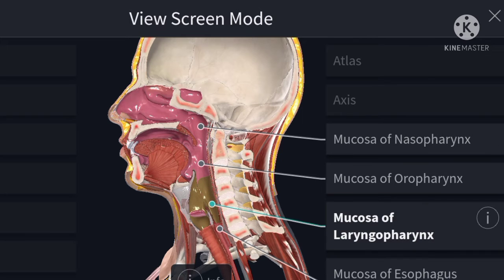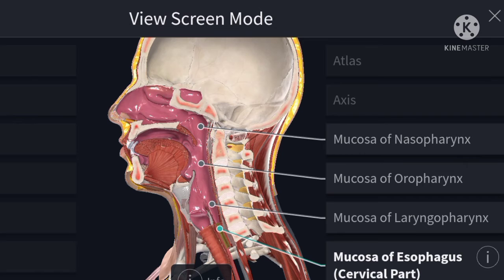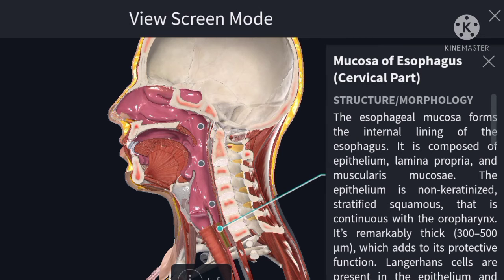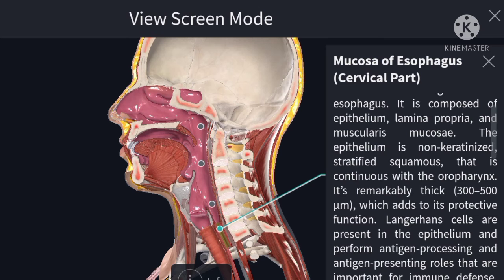Now we will see the mucosa of the esophagus in the cervical part. The esophageal mucosa forms the internal lining of the esophagus. It is composed of the epithelium, lamina propria, and the muscularis mucosa. The epithelium is non-keratinized stratified squamous, as you already know, and it is continuous with the oropharynx, and it is thick, about 300 to 500 micrometers, which aids its protective function.